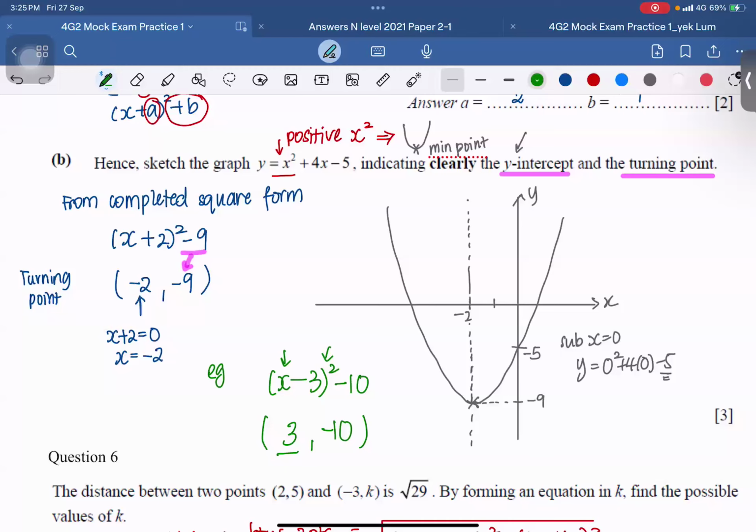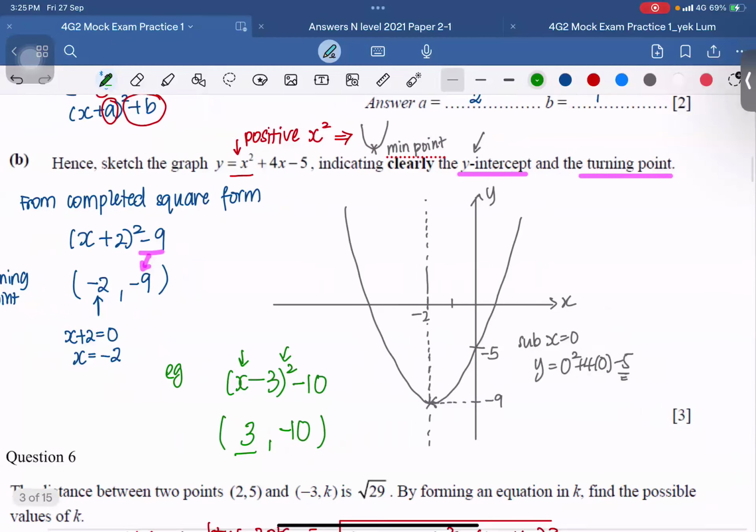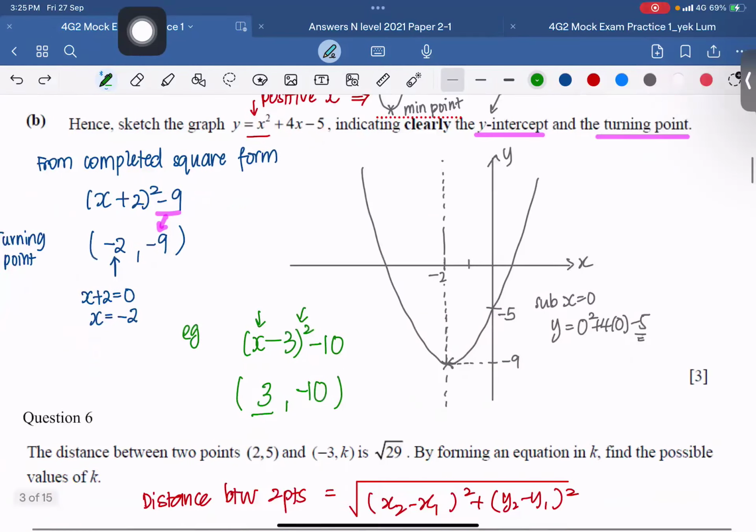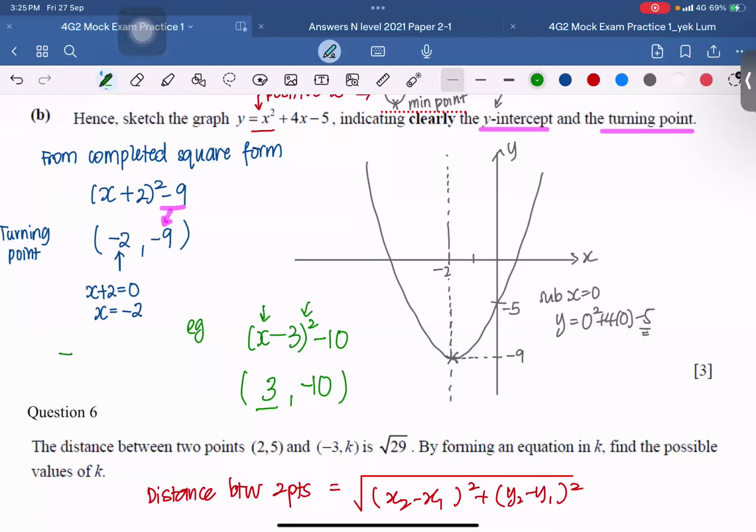Then when do we have sad face? When do we have sad face? When the x squared is what? If the x squared is negative, then we will have sad face, correct or not? So for example, I give you negative (x + 5) squared minus 6. This one, the value is still the same, -6.